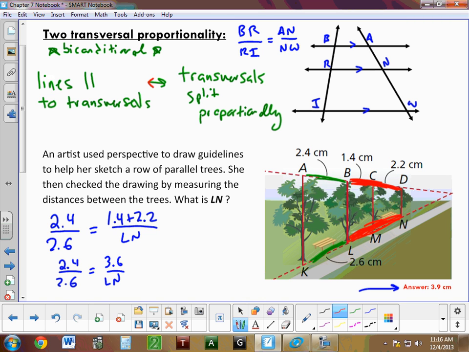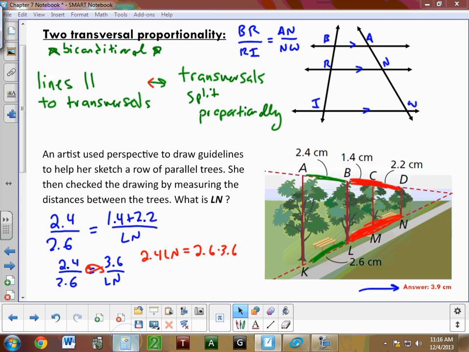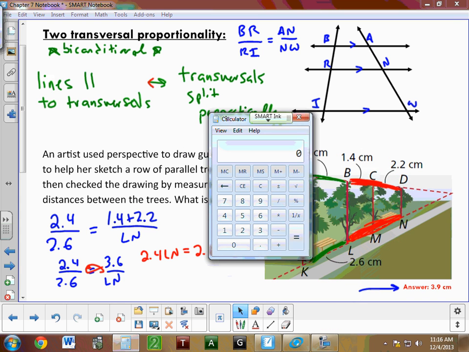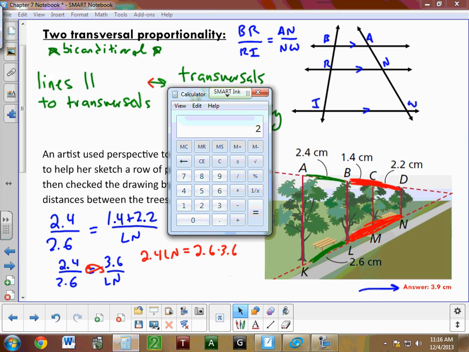So now I can cross multiply. Some of you guys use the fish, a smiley. It's not that good of a fish. So anyways, 2.4 LN equals 2.6 times 3.6. And then we're good. So I don't know these numbers off the top of my head. What do I look like, a calculator? So 2.6 times 3.6 is 9.36.